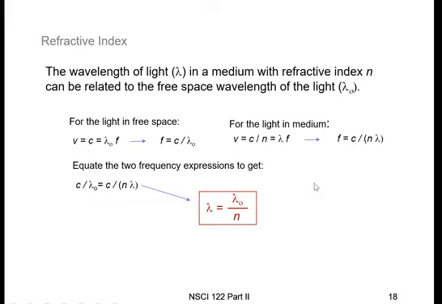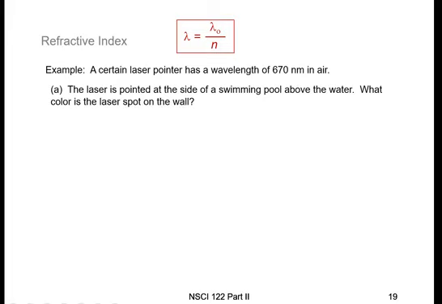Okay, so again, if you know the free space wavelength of the light, then you can figure out the wavelength in some other material by taking the free space wavelength and dividing by the refractive index. Okay, so that's a nice relationship. In fact, let's do a little example to end this video.